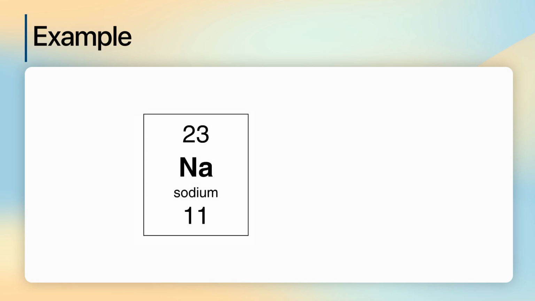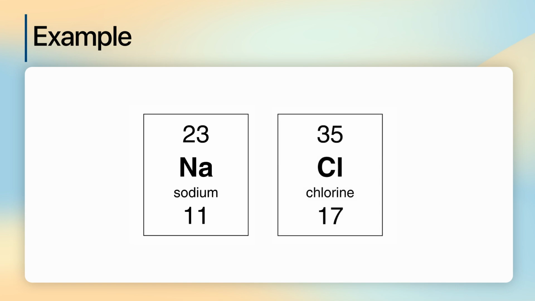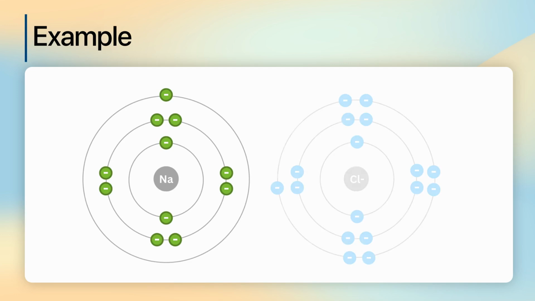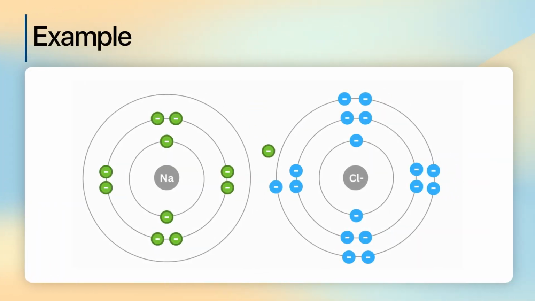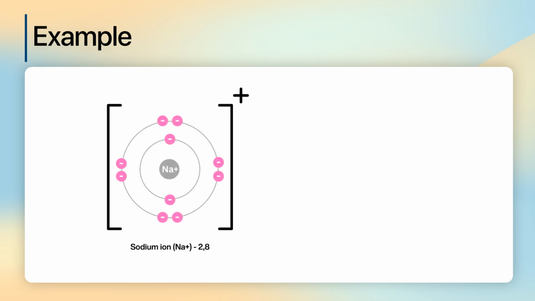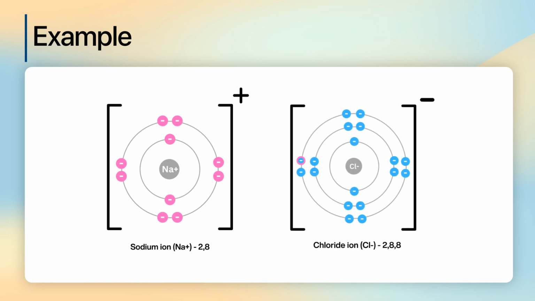Let's look at an example before we break this down. Consider sodium, a metal, and chlorine, a non-metal. Sodium has 1 electron in its outer shell, and chlorine has 7 electrons in its outer shell. Sodium will lose its 1 electron to achieve a stable electronic arrangement, forming a positive sodium ion, Na+. Chlorine will gain this electron to complete its outer shell, forming a negative chloride ion, Cl-.